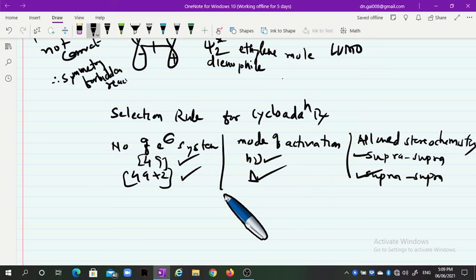This is all about the APM approach for the 4 plus 2 cycloaddition reaction. Thank you very much.